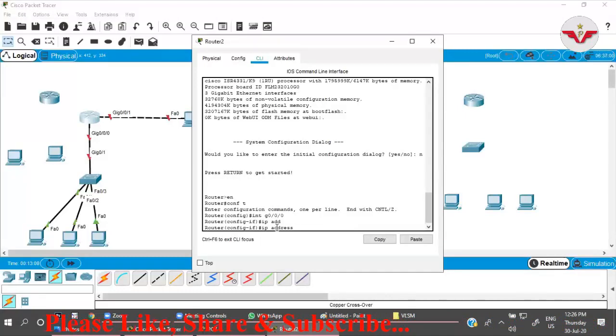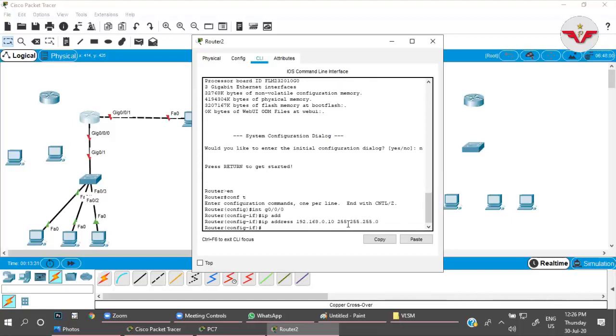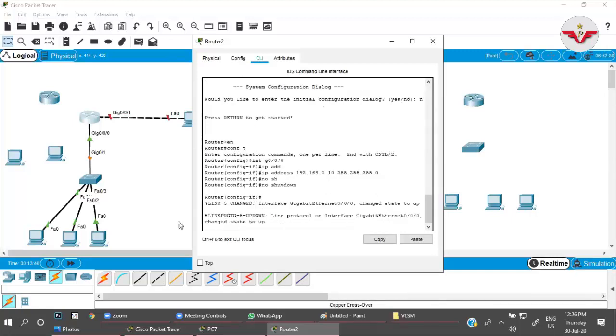Now which IP address you want to give on that interface? 192.168. Here we are running the 0.0 network, right? So this is 1, 2, 3. I'm giving the IP address here dot 4 or dot 10. Okay, any IP of that network. Subnet mask by default 255.255.255.0. Done. By default all ports of a router are shut down, so we need to bring the port up, so the command is no shutdown. Done.